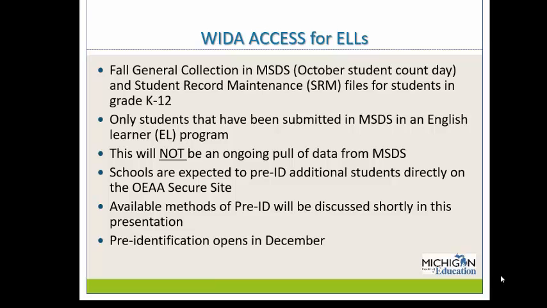OEAA will use the Fall General Collection in MSDS, which is the October Student Count Day, and SRM files to pre-identify students in grades K through 12. OEAA will only pre-identify students that have been submitted in MSDS in an English learner program. Only SRM files that are submitted through the date posted by OEAA will be pulled from MSDS for pre-identification in addition to the Fall General Collection. This usually happens in December.